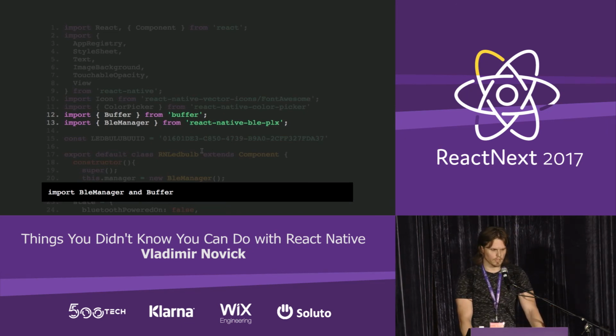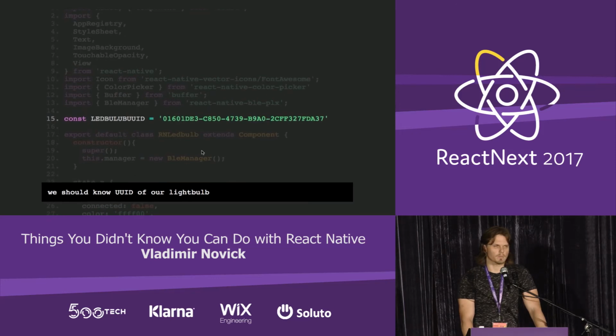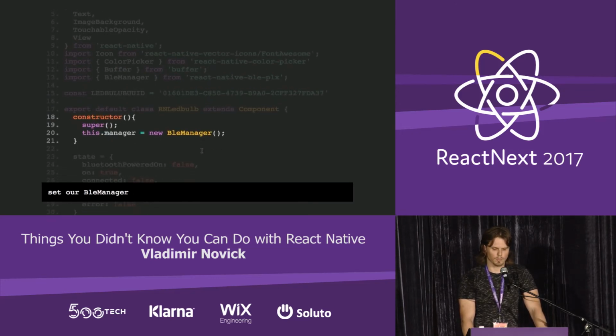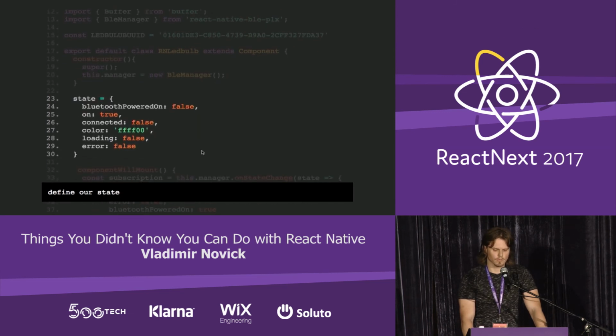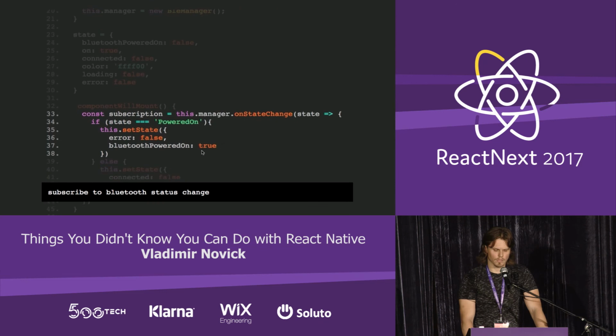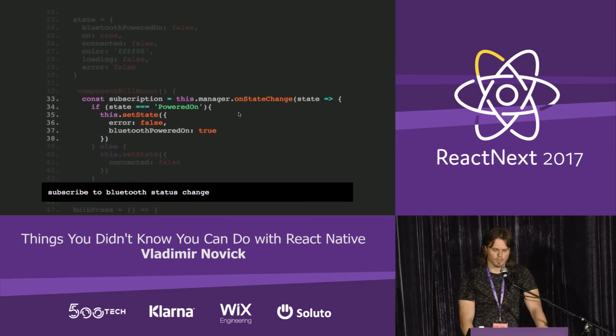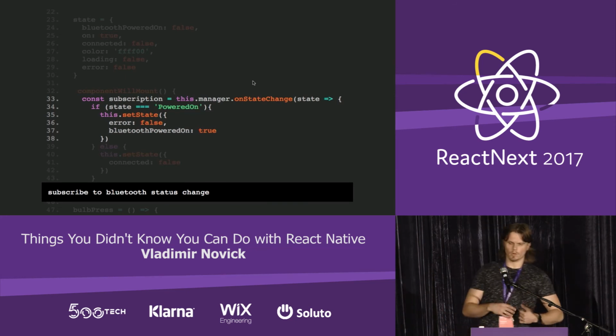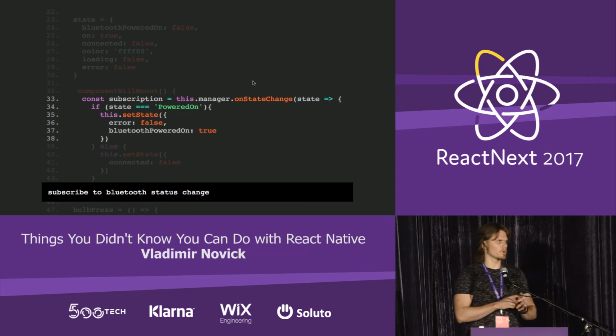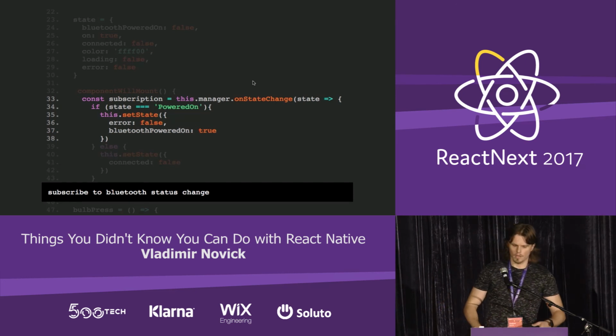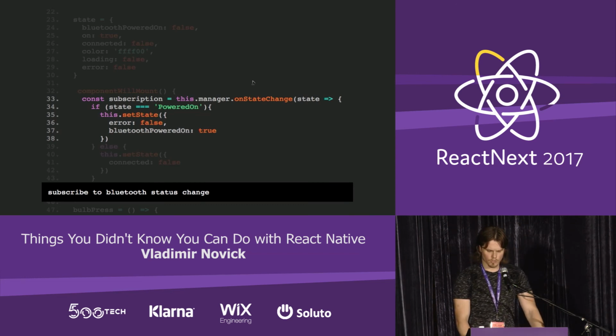So how we basically create this? We take buffer and we take BLE manager from React Native BLE PLX. I have this specific ID, unique ID for the light bulb. I create my manager. I have some things in the state. And basically, I subscribe to state change. When my state changed from power on to power off, and I'm not talking about the bulb, I'm talking about power on and power off of Bluetooth in my device. So if I just open settings and click Bluetooth off, this will be triggered. Then this function is triggered.